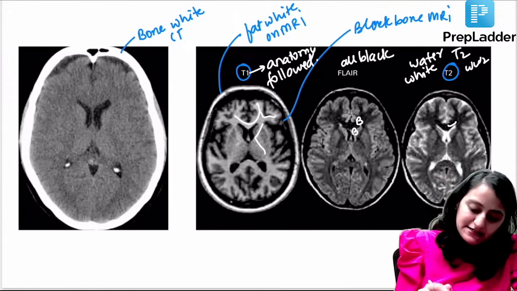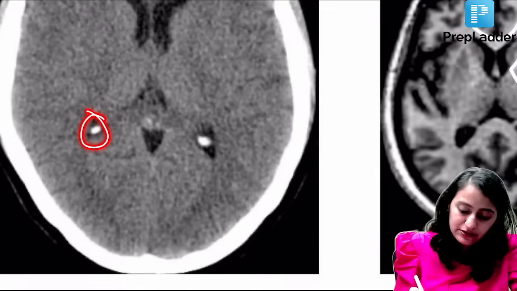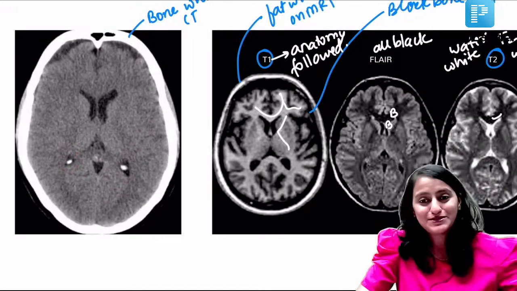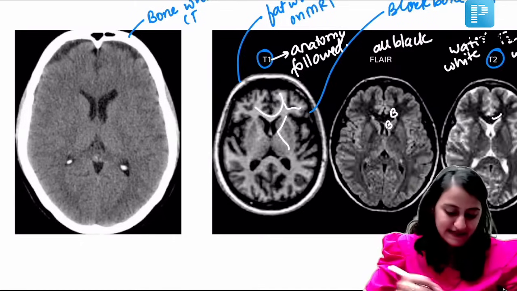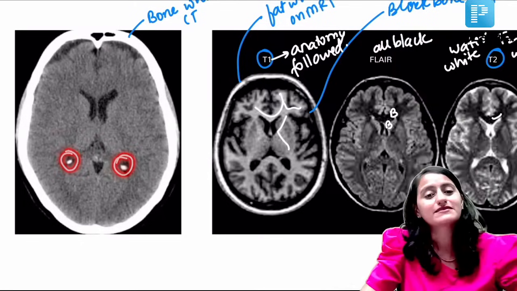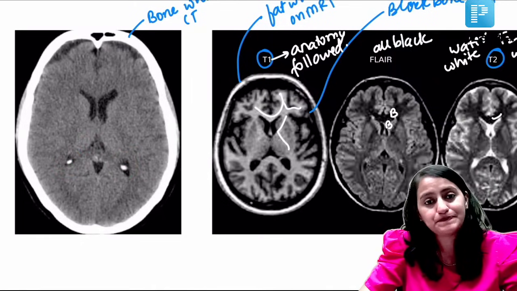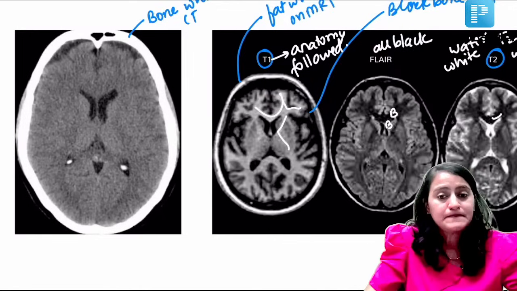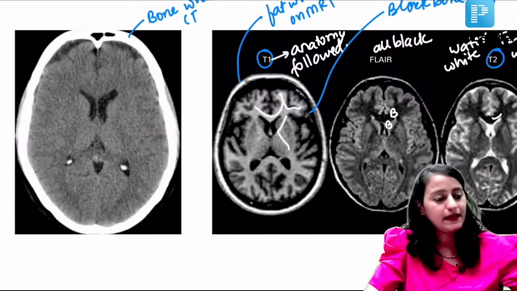Okay, let me ask you one question here. Can somebody think logically and tell me what you are seeing here on CT? This is like a quiz question. Tell me what is this white that you are seeing in this CT brain? Anyone?